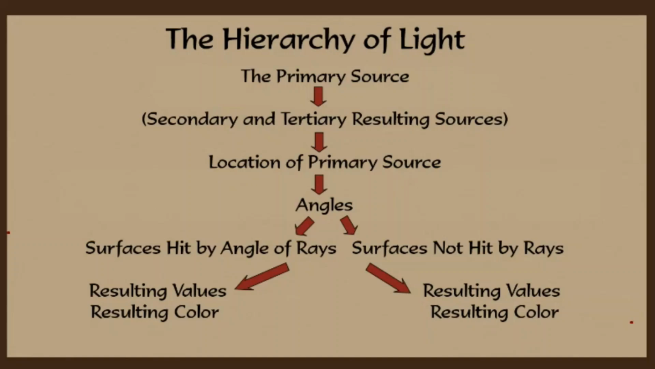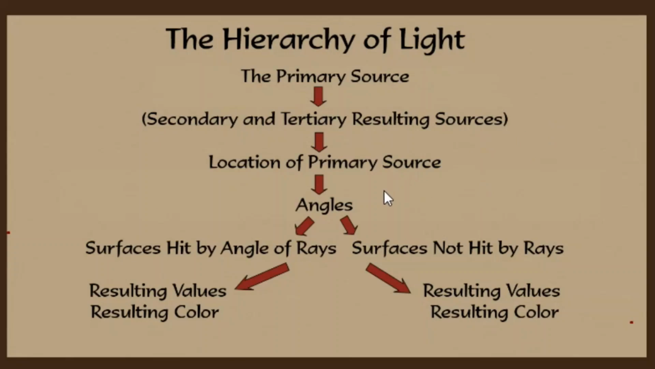This course is called Conveying the Light Source, and that means that by the way we use the hierarchy of light, we learn to show in our paintings the primary light source. We might not show it exactly, but the paintings will show where it's coming from, at what angle, and what kind of light source it is. The secondary and the tertiary resulting light sources.